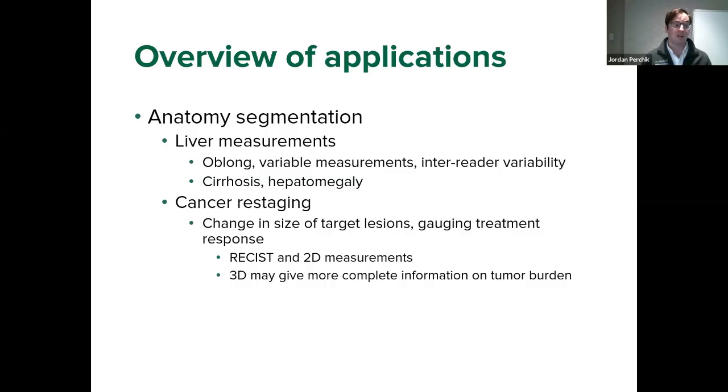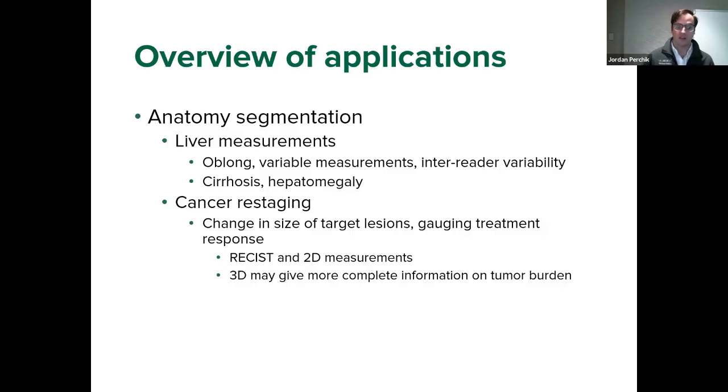And that's something where we have, again, a lot of inter-reader variability, going from one modality to another or from one reader to another. So having a 3D volumetric segmentation of the liver can be helpful for cirrhosis, for more accurately determining hepatomegaly. And if we're measuring specific lesions, then this can be very helpful for cancer imaging, in that we can increase our consistency between exams.